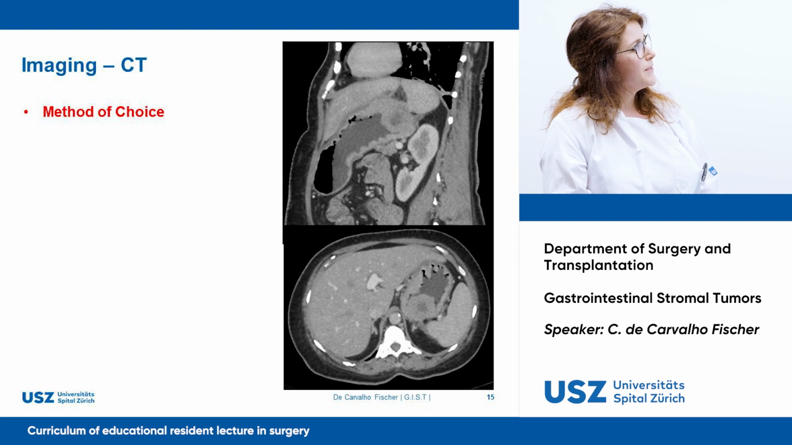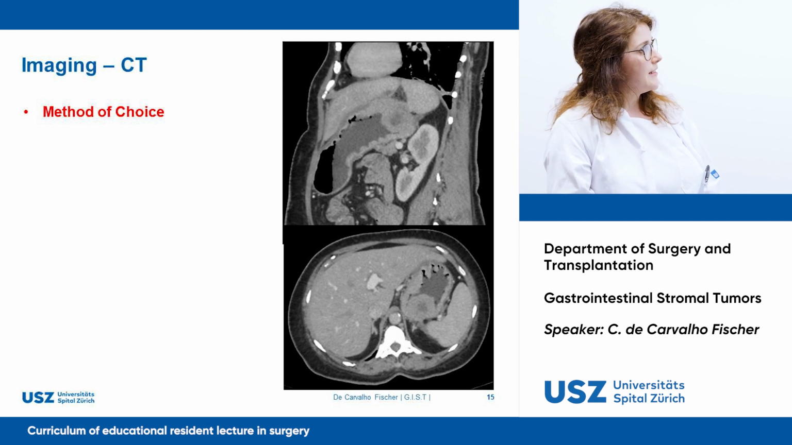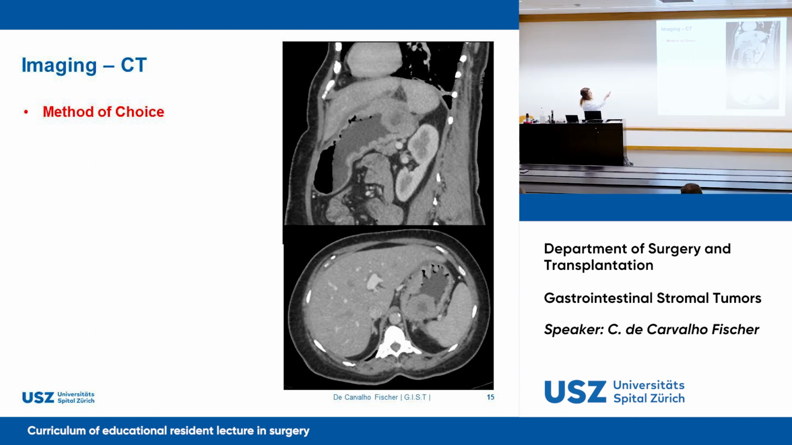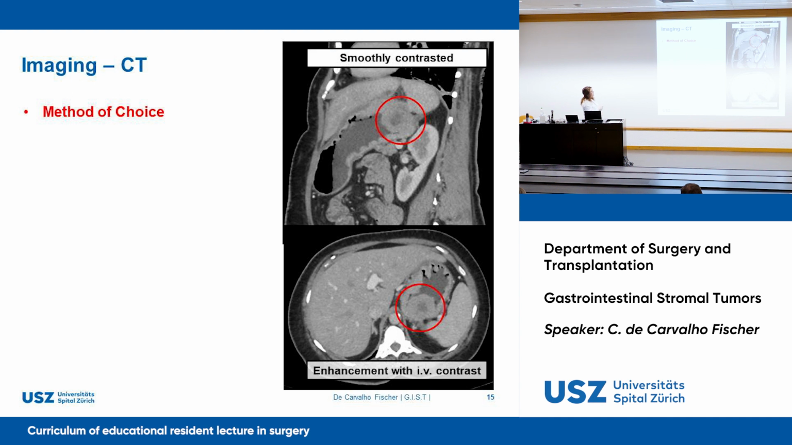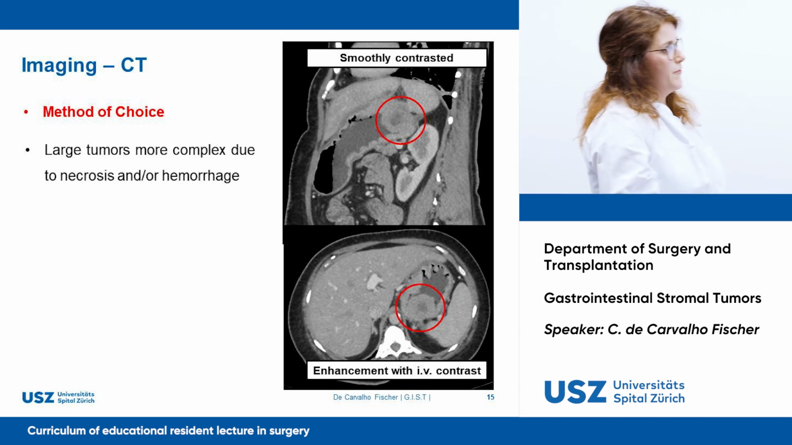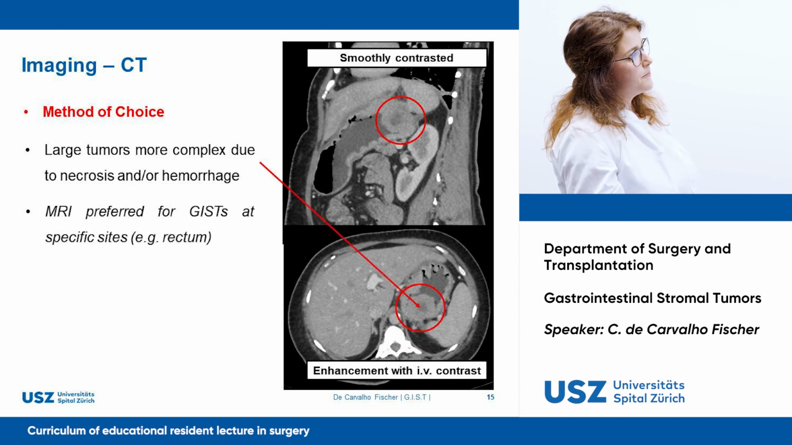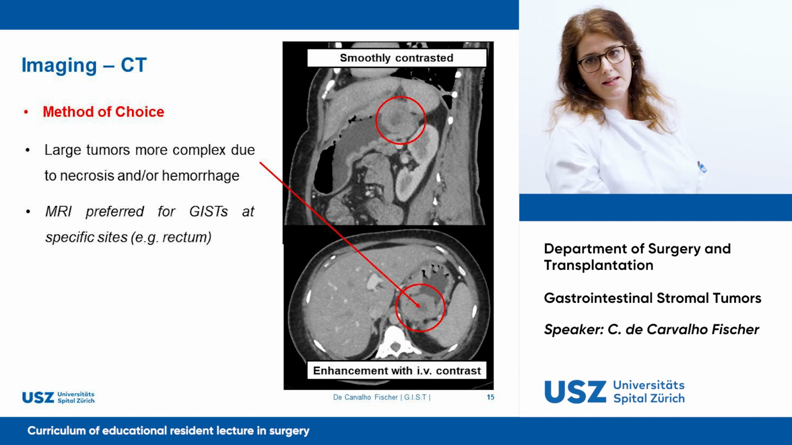The imaging modality of choice is really the CT scan. Here in the CT scan, we can see a mass in the stomach that enhances with IV contrast and that has a central hypodensity, which is probably due to either necrosis or a hemorrhage. An MRI can be used for specific sites, such as the rectum, to assess infiltration.